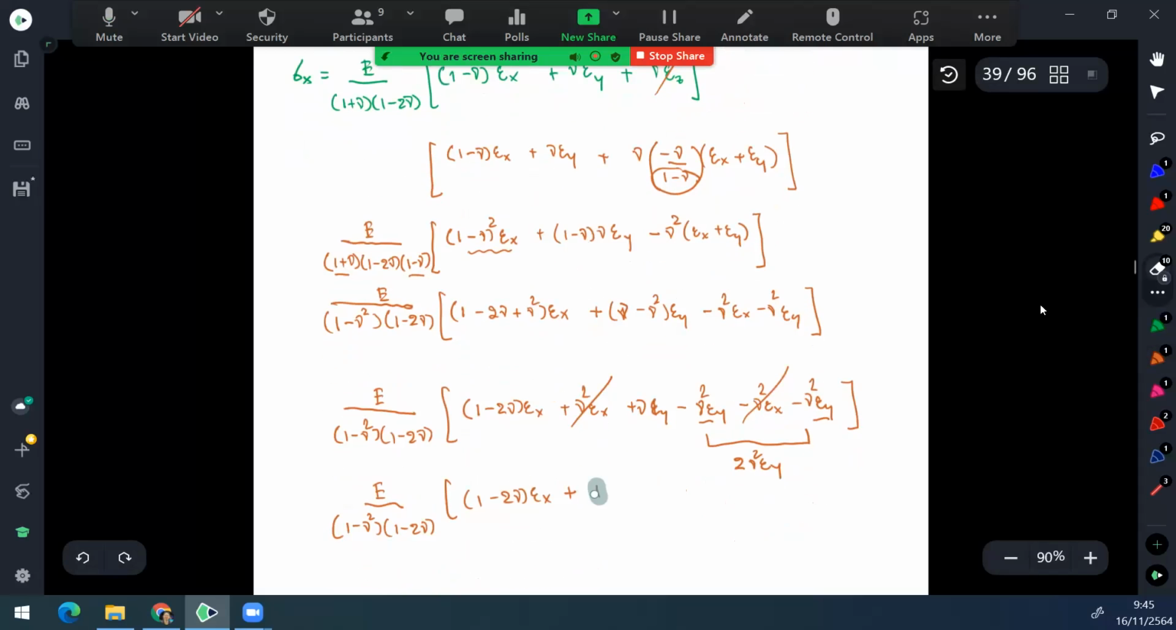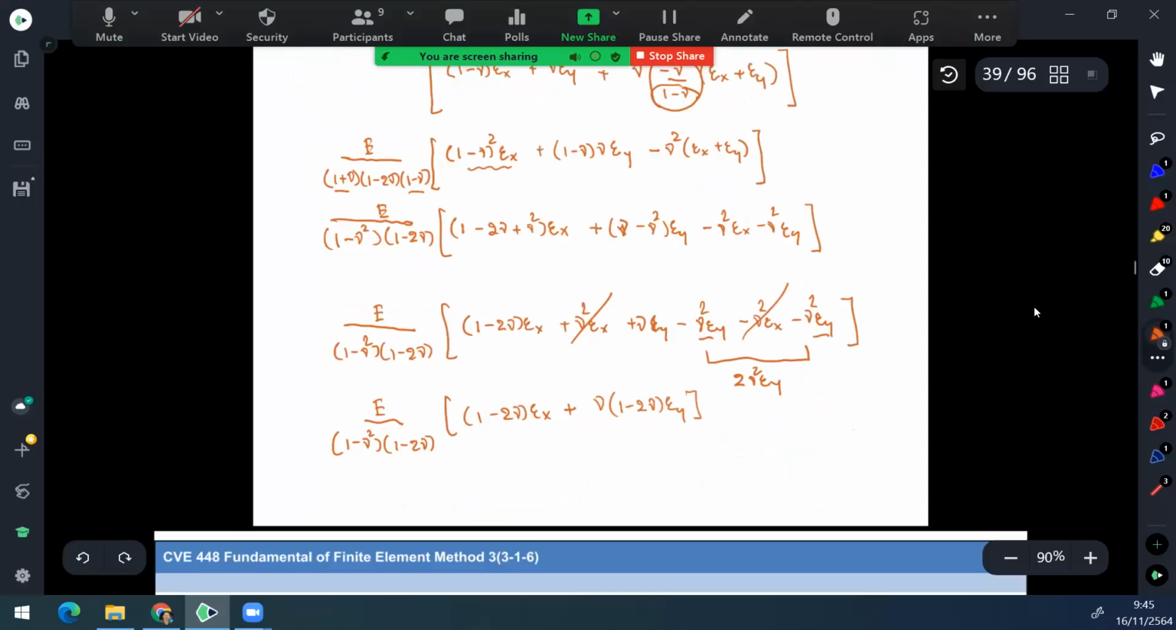So then it becomes 1 minus 2 nu, epsilon y. So according to this, it becomes E over 1 minus nu square, right? Multiplied with epsilon x plus nu epsilon y. All right? We have this equation.